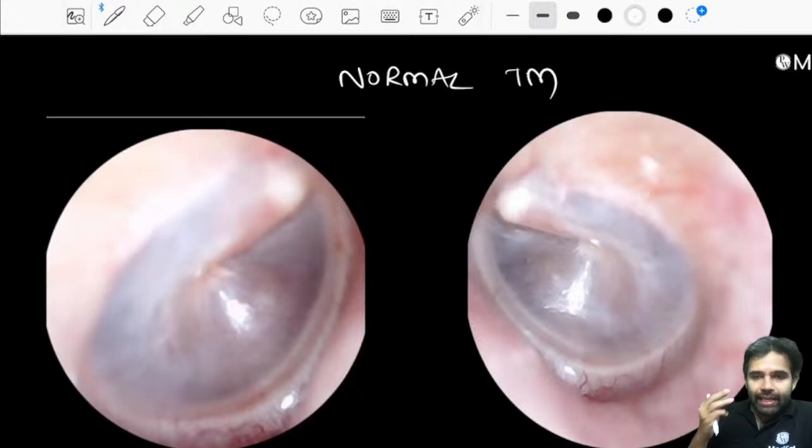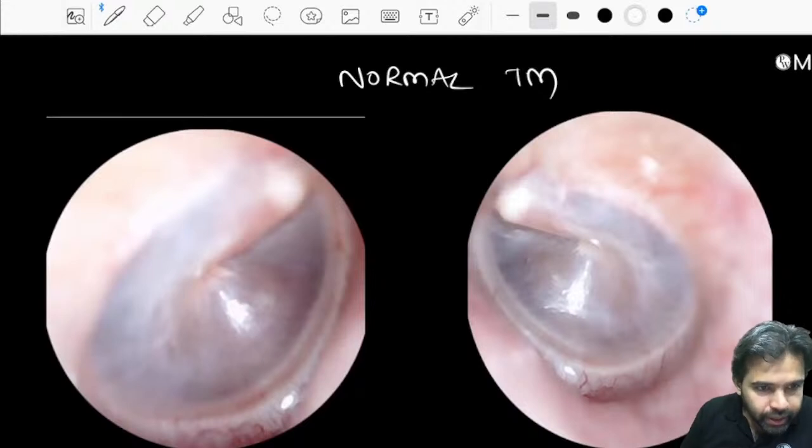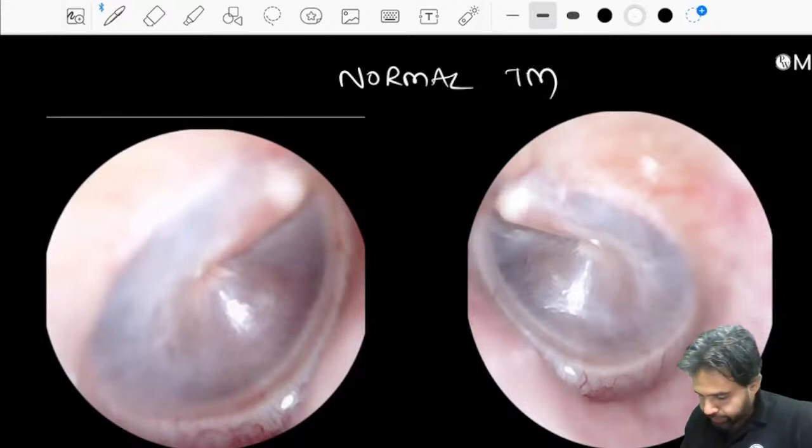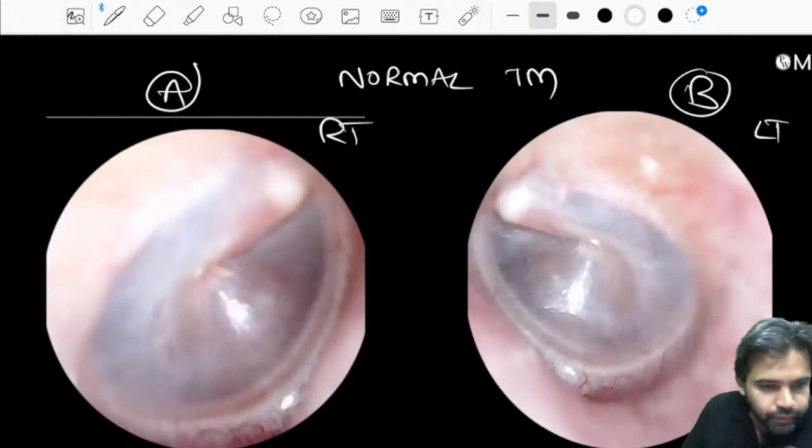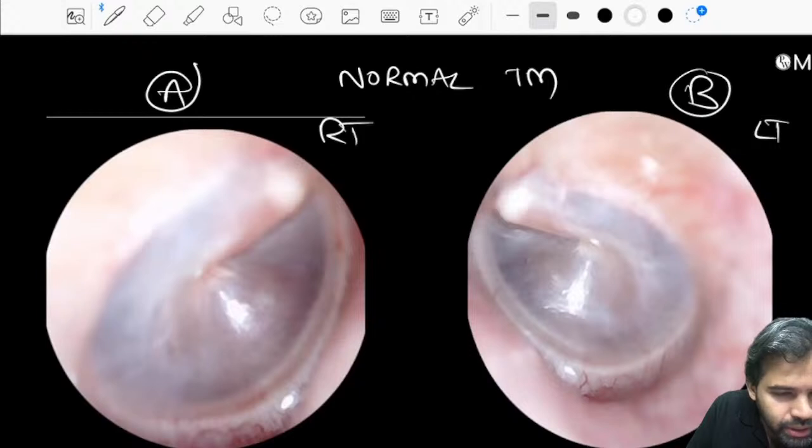Okay, there are three things that we have to see to know. Some people are saying A is right, and B is left. Any confusion there? First right, second left. Cone of light, sir, only image based in this live session.